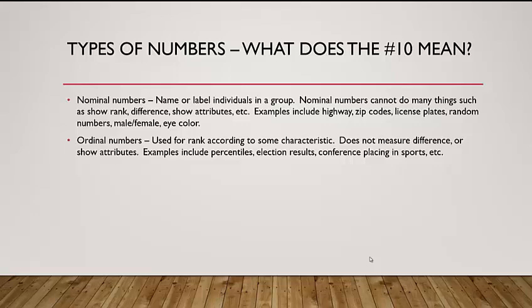Ordinal numbers may show election results, conference placing in sports. Team A can be number 1 in their conference and have a perfect season, and Team B can be number 1 in their conference and barely won with a 7-5 record. So there's not a measure of difference or an attribute or anything. Ordinal numbers are just used to show rank.